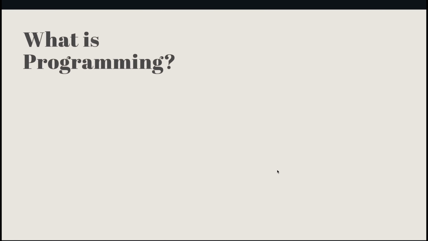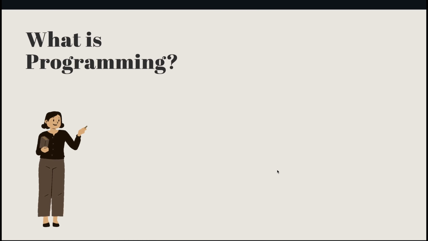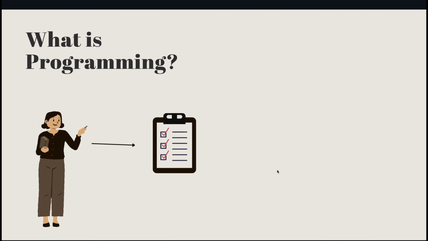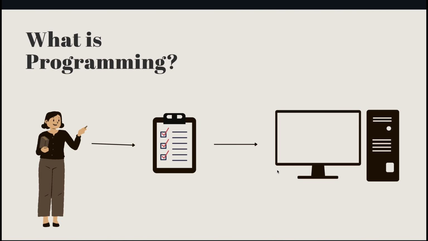So, what is programming? Programming is the process of creating a set of instructions that tell a computer how to perform a task. So whatever language we are using to write a computer program is called a programming language.